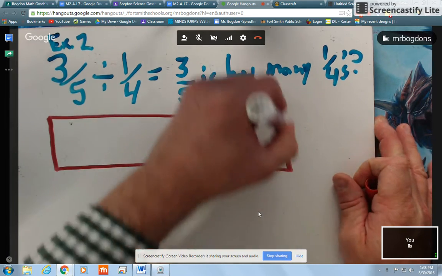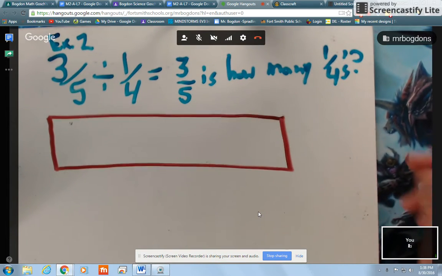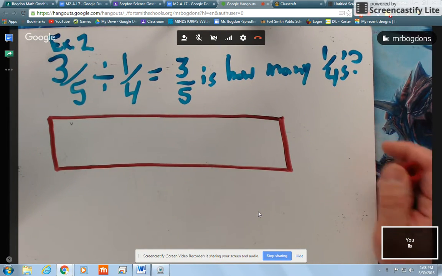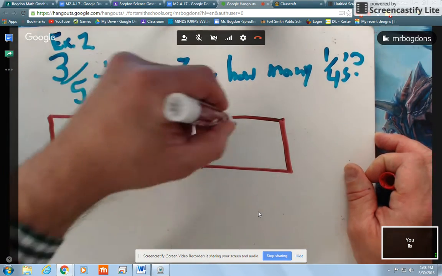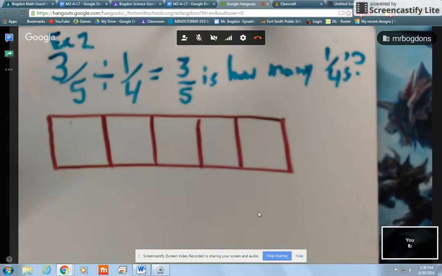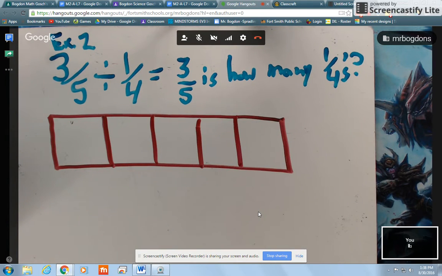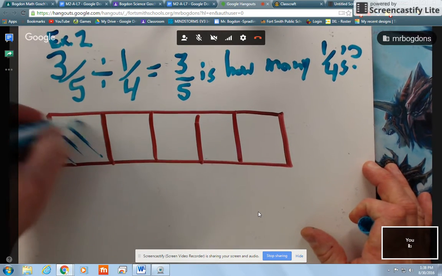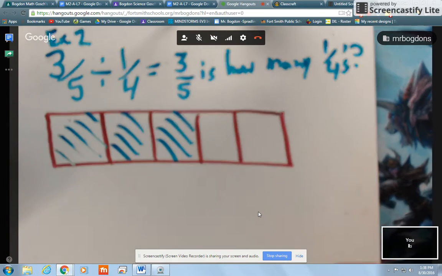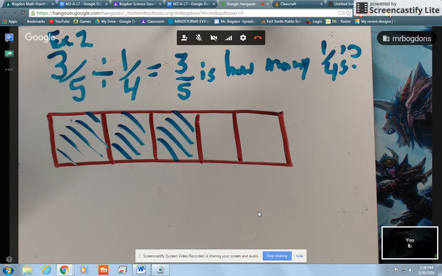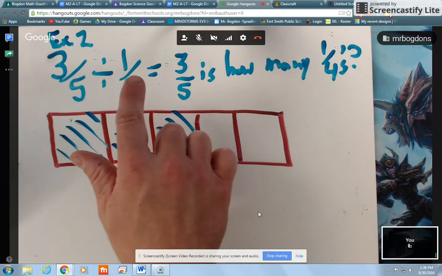So someone from table 1, if I need to model fifths, how many pieces do I need? 5. Table 2, if I need to model 3/5, how many fifths do I need to shade in? 3. Trace. Okay. So now everyone can agree that I have 3/5 modeled, right? The question is, I need to know how many fourths go into there.